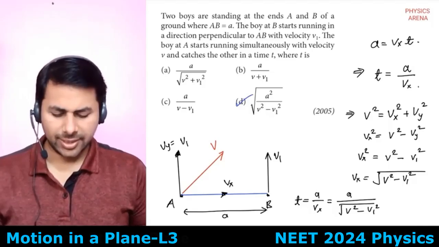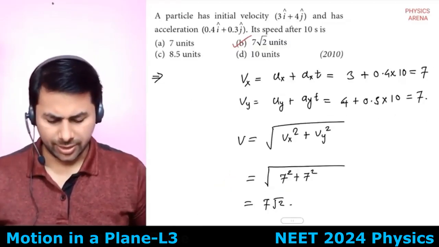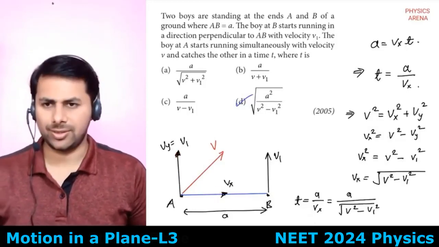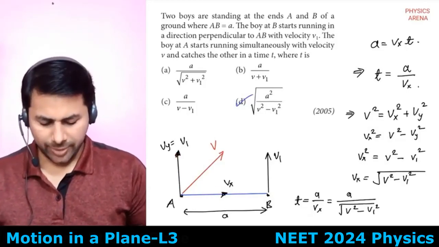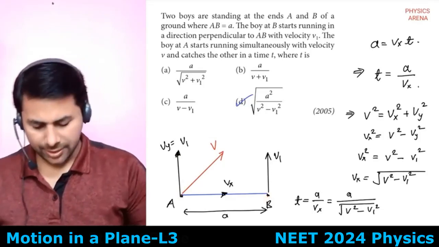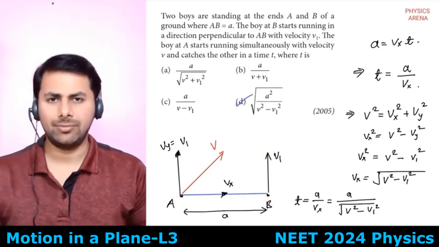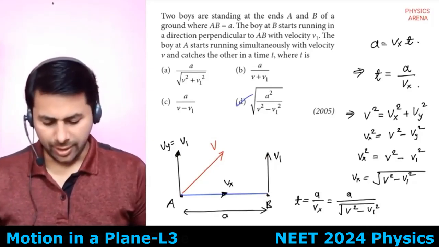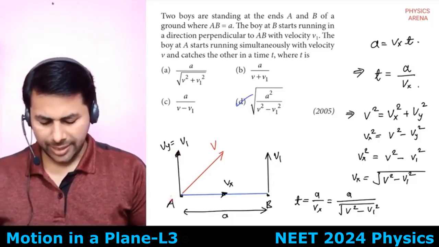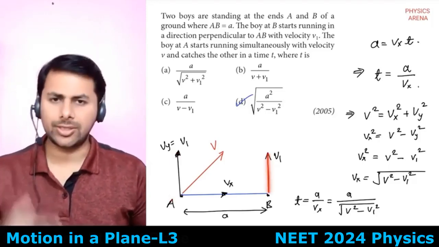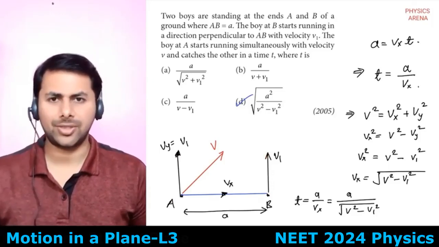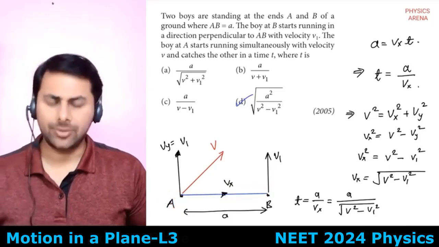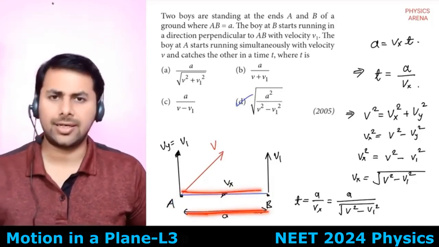So this is a slightly tricky question compared to the other ones. Okay, other ones were very straightforward. Here we need to understand a few things, right? So first thing is they were at same y position, and distance covered along y direction by both of them will be equal, in same time. So y component of velocity of A should be equal to velocity of B, which is in y direction only.